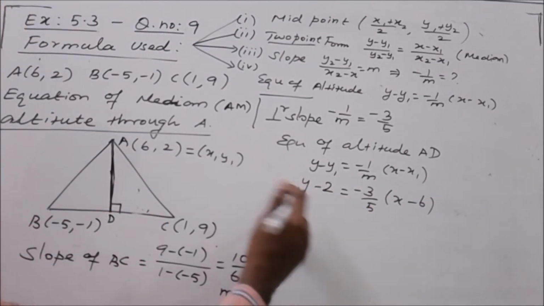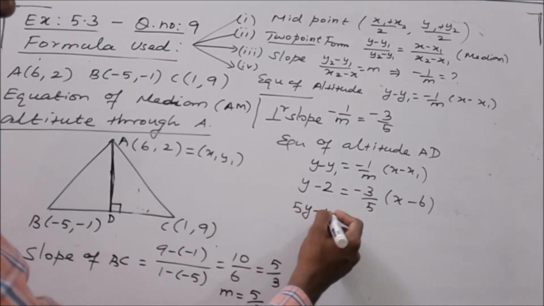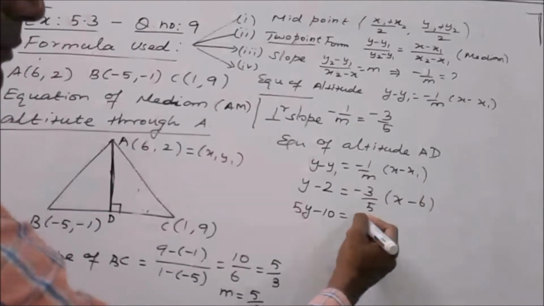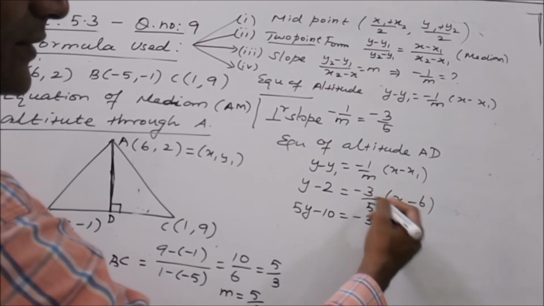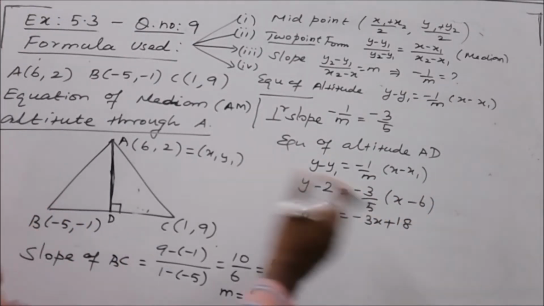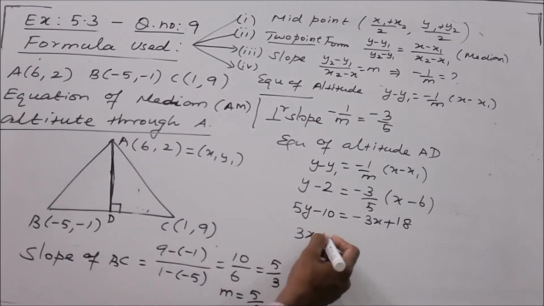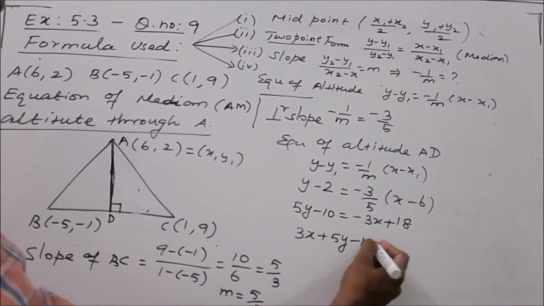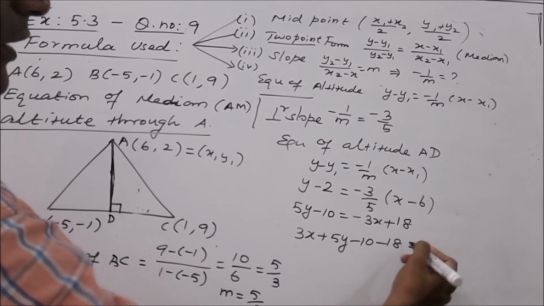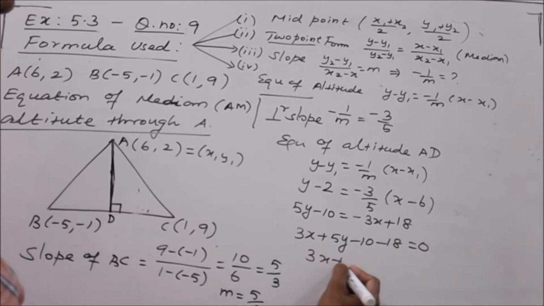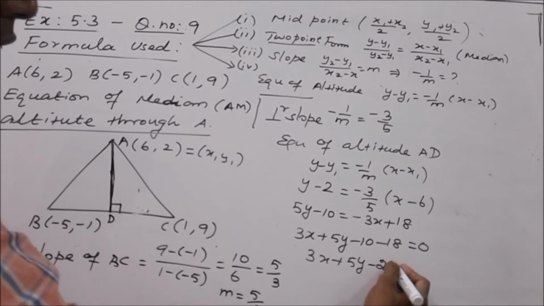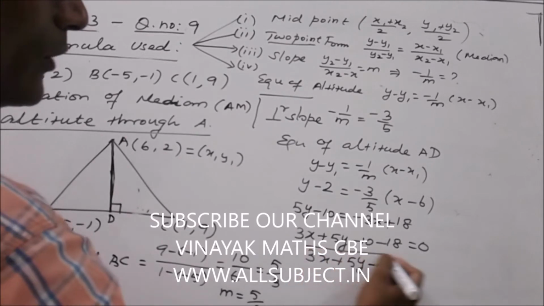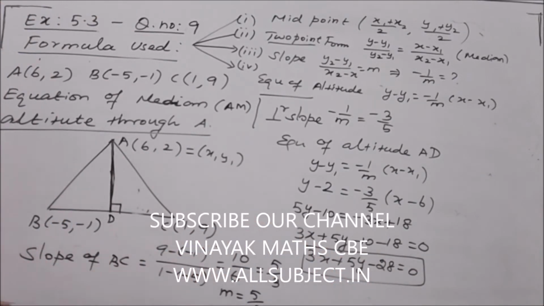Cross multiply, 5y - 10 = -3x + 18. Now grouping one side, 3x + 5y - 10 - 18 = 0. So 3x + 5y - 28 = 0 is the required equation of altitude AD.